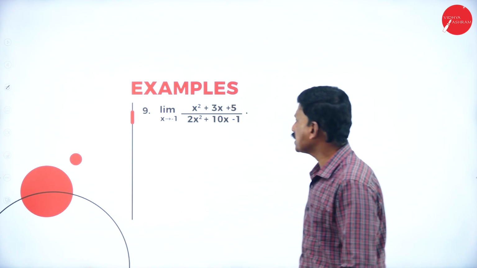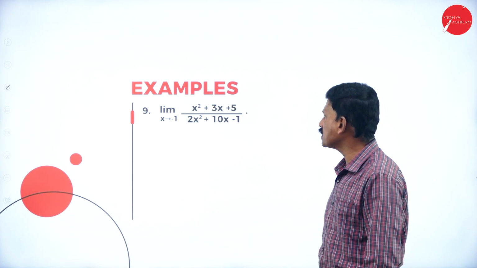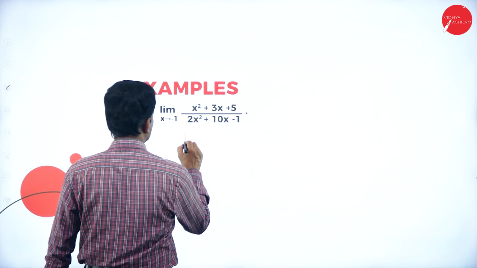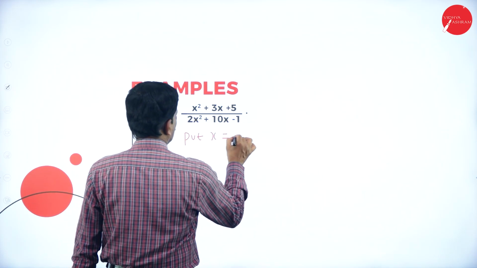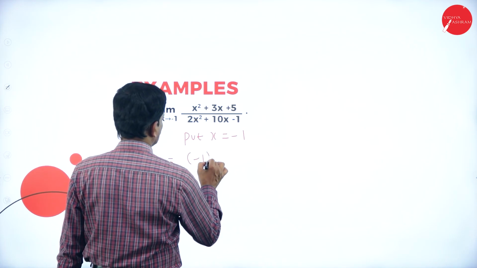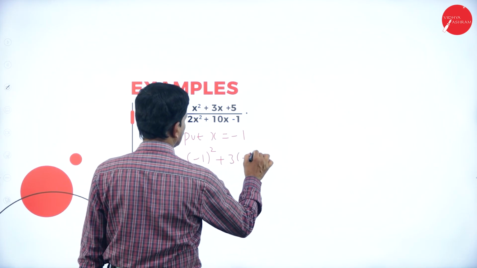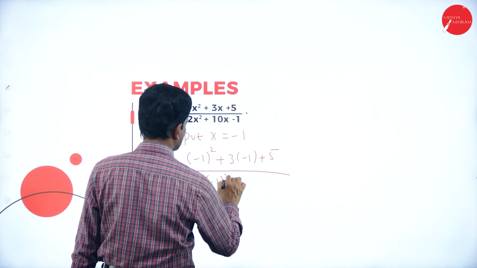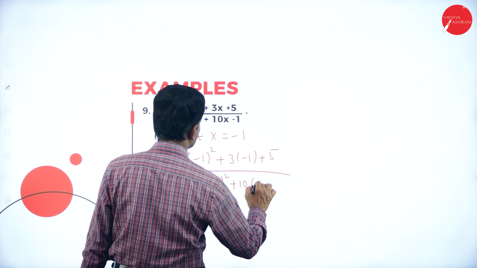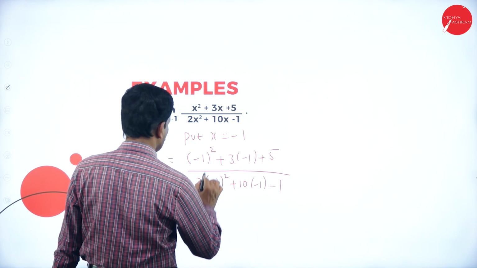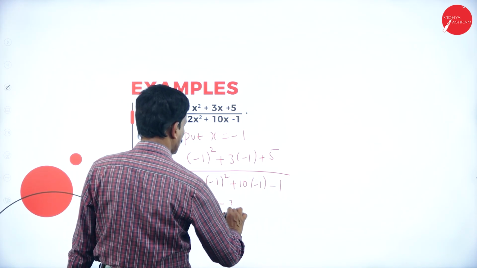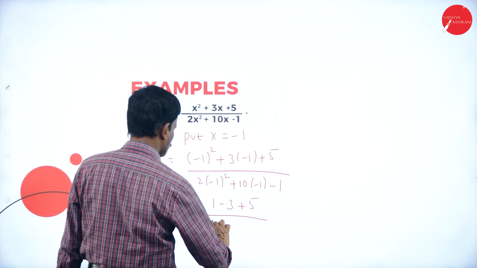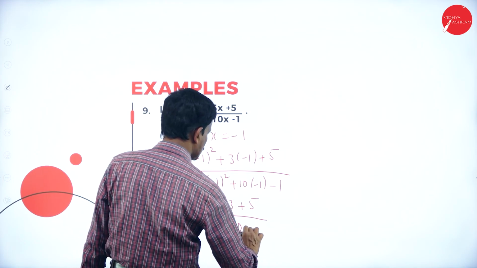Now evaluate limit x tends to minus 1 of x square plus 3x plus 5 divided by 2x square plus 10x minus 1. Now put x is equal to minus 1. This becomes minus 1 square plus 3 into minus 1 plus 5, divided by 2 into minus 1 square plus 10 into minus 1 minus 1. Minus 1 square is plus 1, minus 3, plus 5, divided by minus 1 square is plus 1 into 2 is 2, plus into minus 10, minus 1.